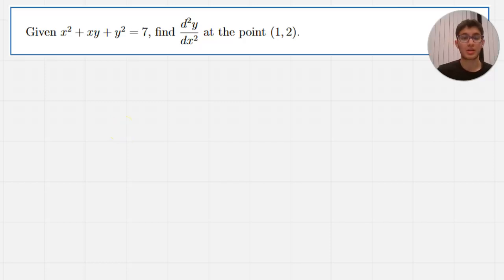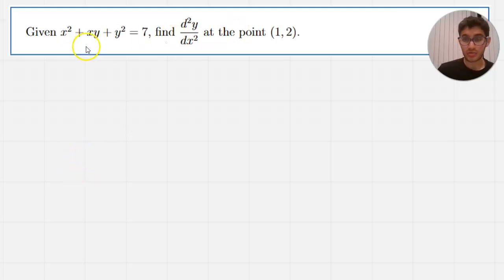This time we're going to be looking at taking a second derivative using implicit differentiation. We're given x squared plus xy plus y squared equals 7. Based on this information, we have to find the second derivative d squared y dx squared at the point (1, 2). And of course, you can check that the point indeed satisfies the equation just by plugging it in. 1 plus 2 plus 4 is indeed equal to 7. So let's see how we're going to do this.